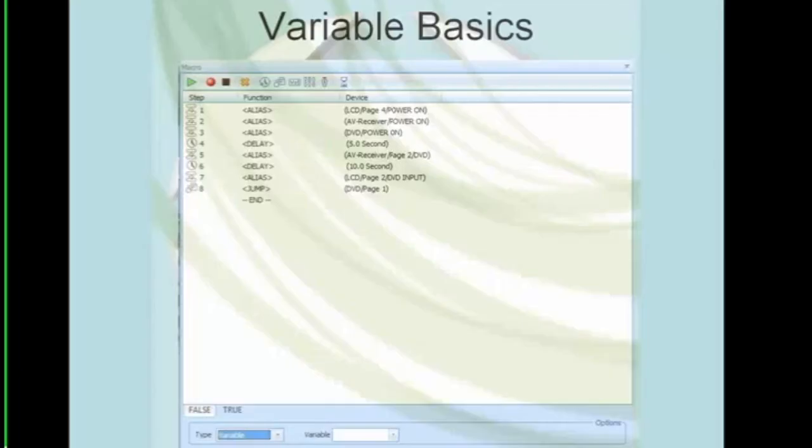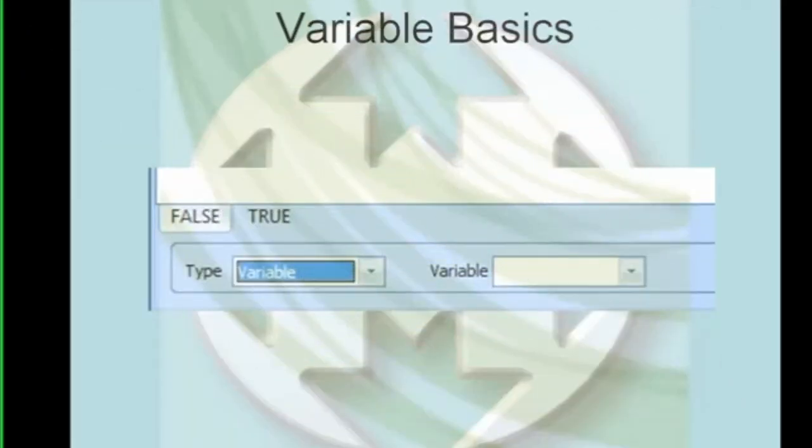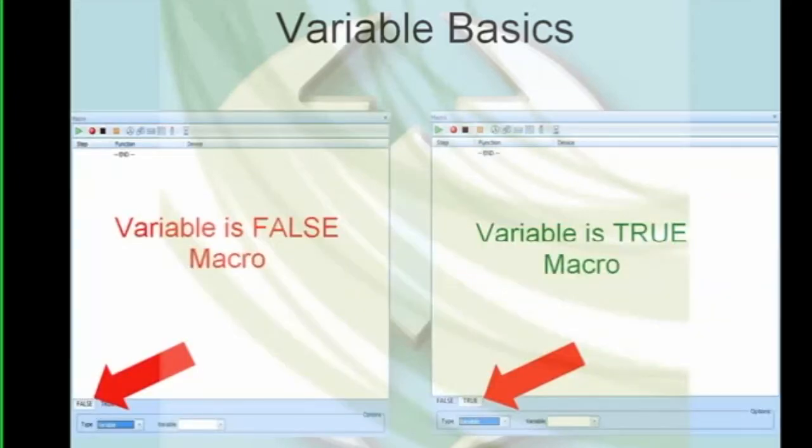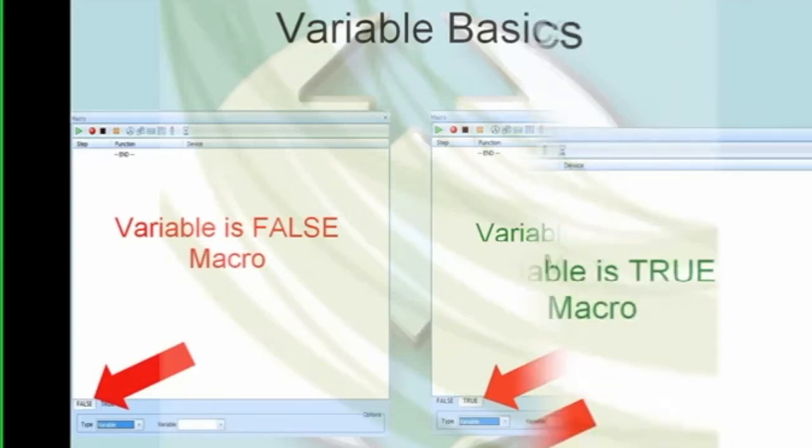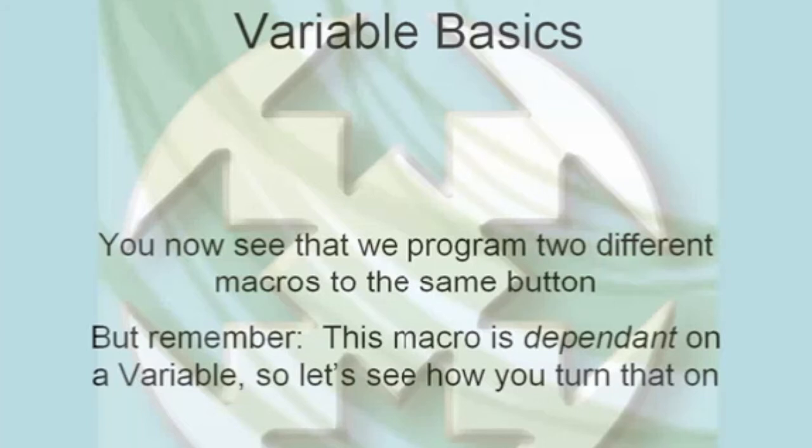Notice that once you've done that, the macro window changes slightly. There are now 2 tabs labeled false and true. These represent the 2 macros that you will create. In this close-up, you can see that false is the macro being displayed. And here are 2 screenshots. The one on the left is where false has been selected, and the one on the right shows true being selected.